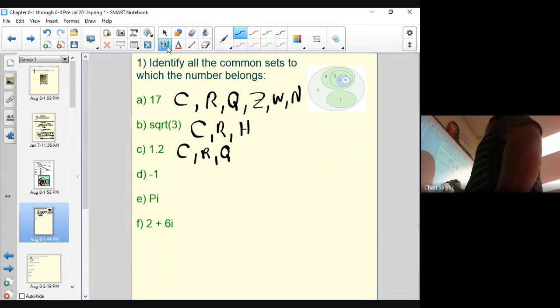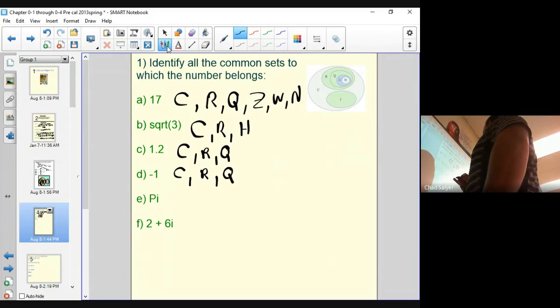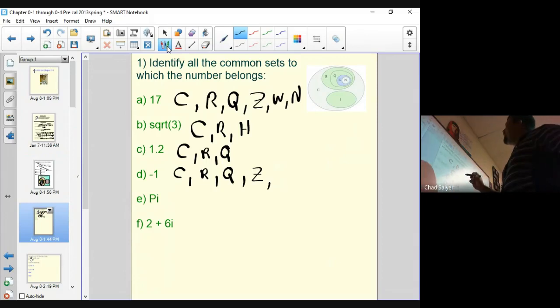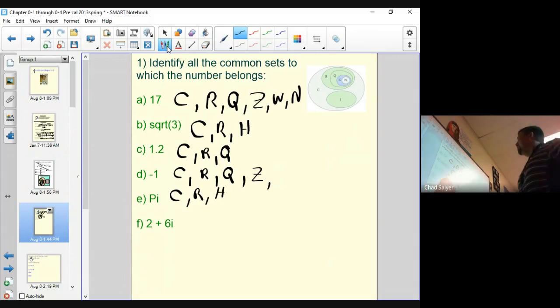Okay, -1, complex, real, rational, and then integer, but is it a whole? No, because remember, wholes start at 0 and are ascending. And then pi, well, it's complex, it's real, there's no imaginary part, and then it's irrational. Non-repeating, non-terminating decimal can never be expressed as a fraction, no matter how big you make the denominator.